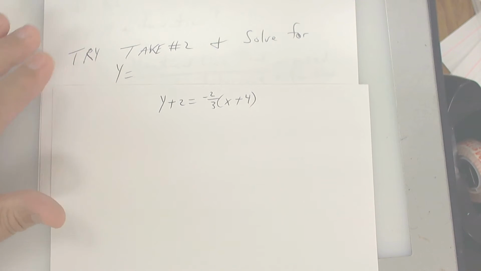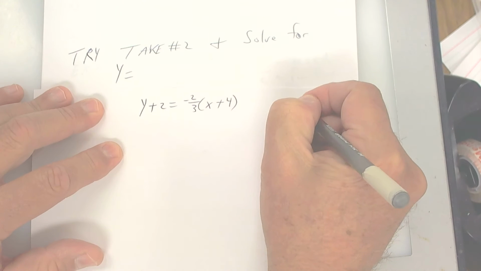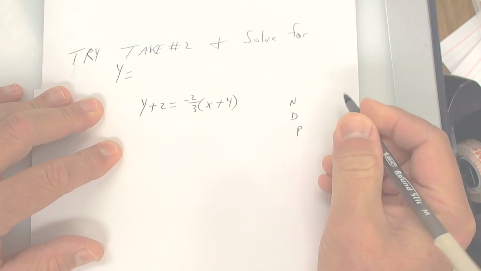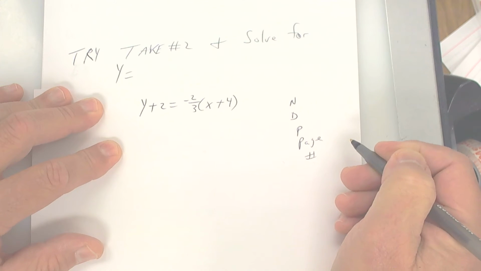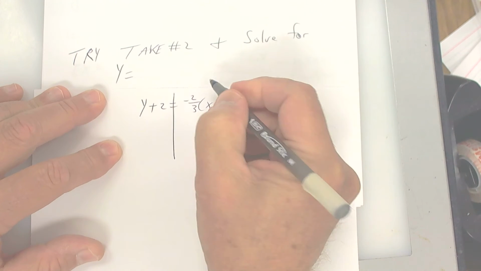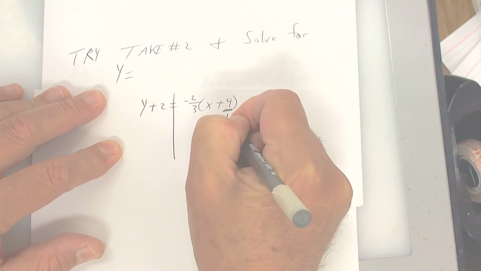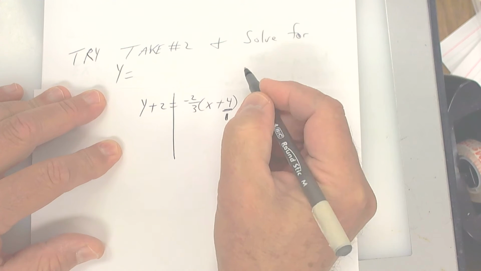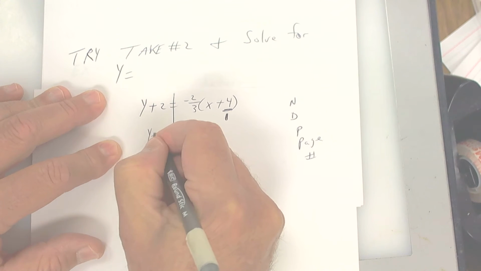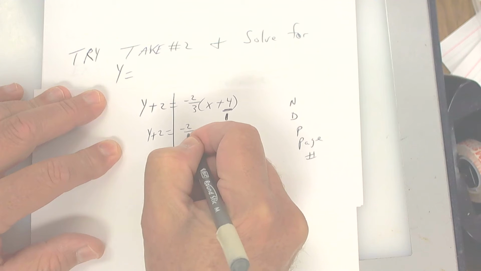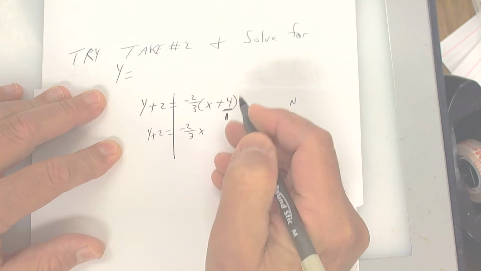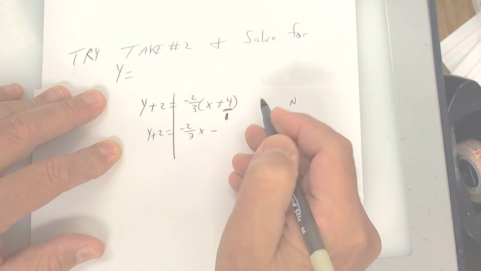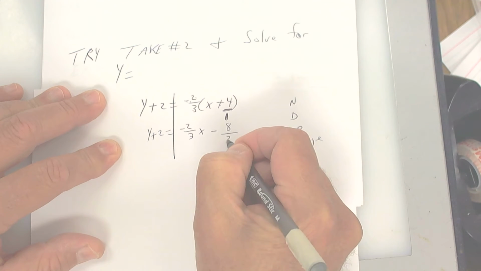All right, so let's take a look at this. Make sure on your paper you always put name, date, period, page, and then how many numbers I give you. All right. Anyway, we're going to distribute. Use your trick. Put a 1 under here. So we're going to have y plus 2 is equal to negative 2 over 3x. 2 times a negative times a positive is a negative. 2 times 4 is 8. 3 times 1 is 3.